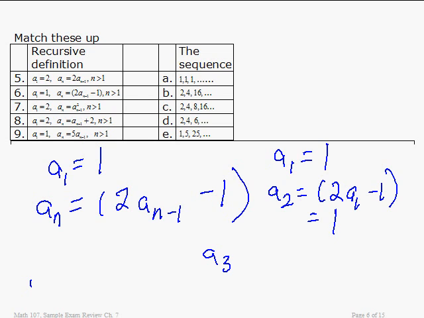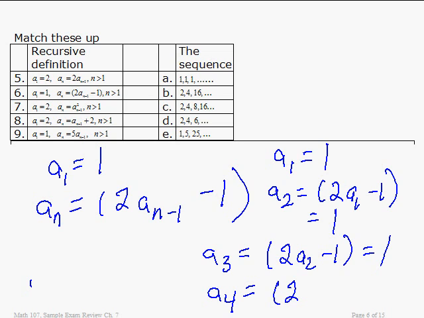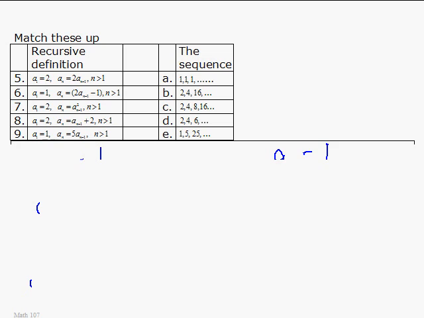How about a3? a3 is going to be 2 times a2 minus 1. Well, that looks like that's going to be 1 again. So it's possible you have a whole bunch of 1s, but okay. a4 is twice a3 minus 1, so again you get a 1. There's no big significance to these sequences that we're listing here. It's just practice with recursive definitions.